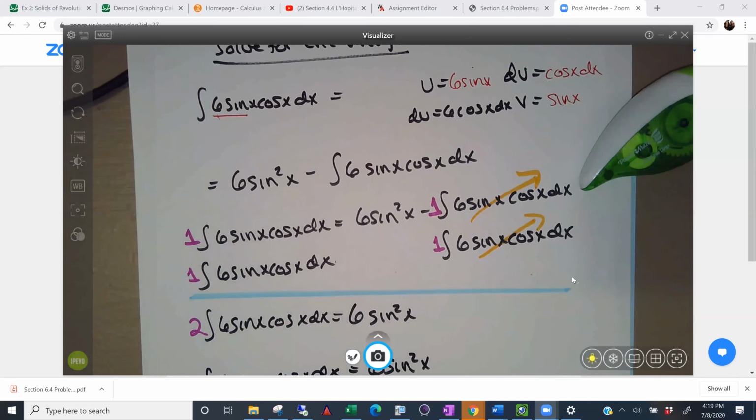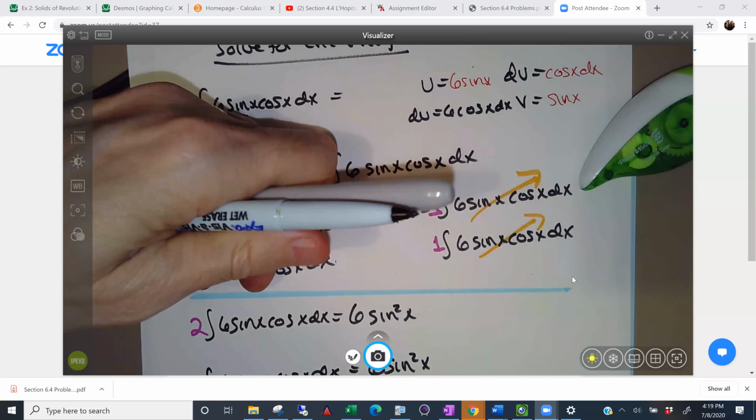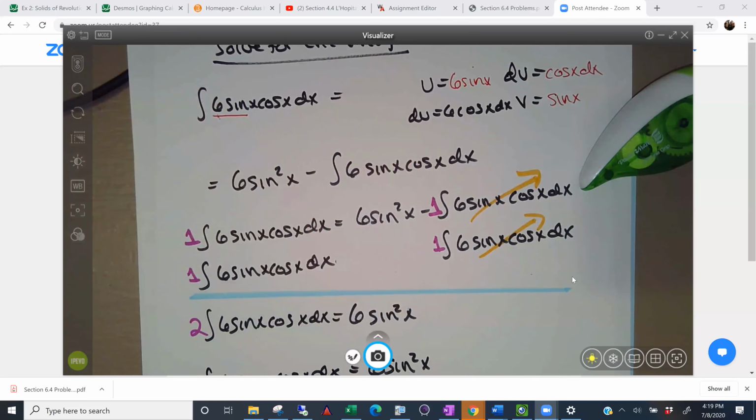So let's put the 2 in there. And then I'll divide both sides by 2. So this by 2 and this by 2. And what's that leave me with? Well, it leaves me with my integral, right? The 2 and the 2 cancel. I'm left with 6 sine of x cosine of x dx equals 3 sine squared of x.